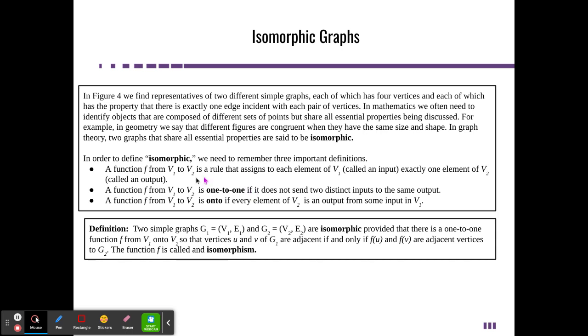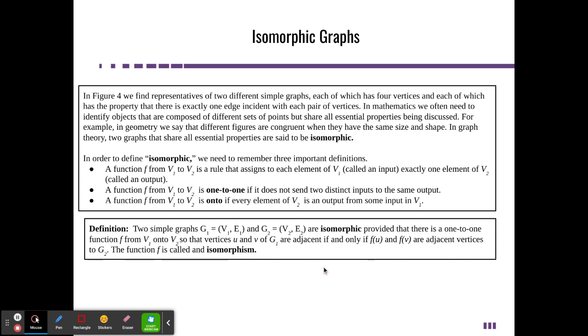And so to be isomorphic, we have 3 requirements. The first requirement is that there's some connection from vertex 1 to vertex 2. Then the function from V1 to V2 is one-to-one if it does not send 2 distinct inputs to the same output. So just reviewing, don't get confused by that. One-to-one means each output gives you one unique input. And onto means every element of the list of vertices in V2 is an output from something in V1.